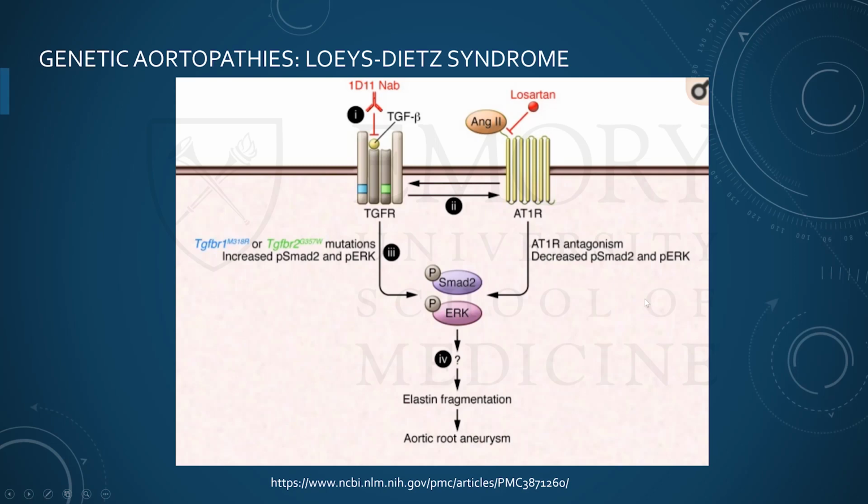The underlying etiology or mechanism of aortopathy has not been completely elucidated, but we believe that it has something to do with the downstream interaction of the TGF receptor and the angiotensin II receptor. So a lot of these patients are going to be on angiotensin II blockers as well. And ultimately what it leads to is elastin fragmentation and aortic root aneurysm.